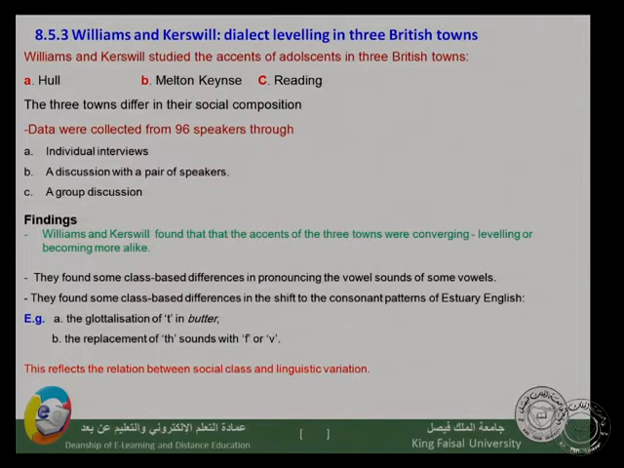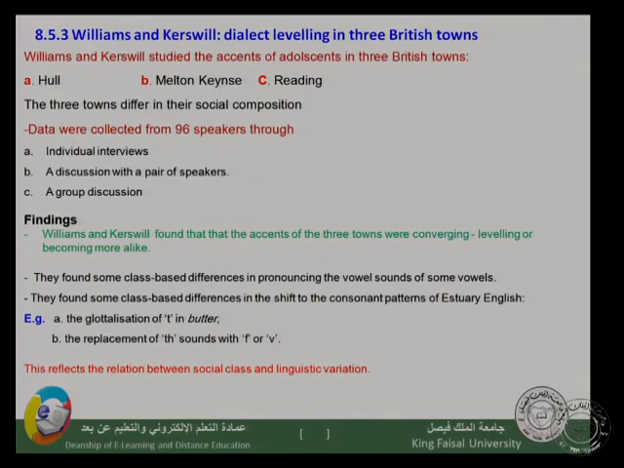Williams and Kerswill found that the accents of the 3 towns were converging, levelling, or becoming more like one another. They look similar, but they also found some class-based differences in pronouncing some vowel sounds. They found some class-based differences in the shift to the consonant patterns of southeastern English, for example, the glottalization of the T in butter. The T sound in butter is pronounced at the glottis, and there is the replacement of the TH sound with F or V. So instead of saying thin, they say fin, for example. So again, this reflects the relationship between social class and linguistic variation.